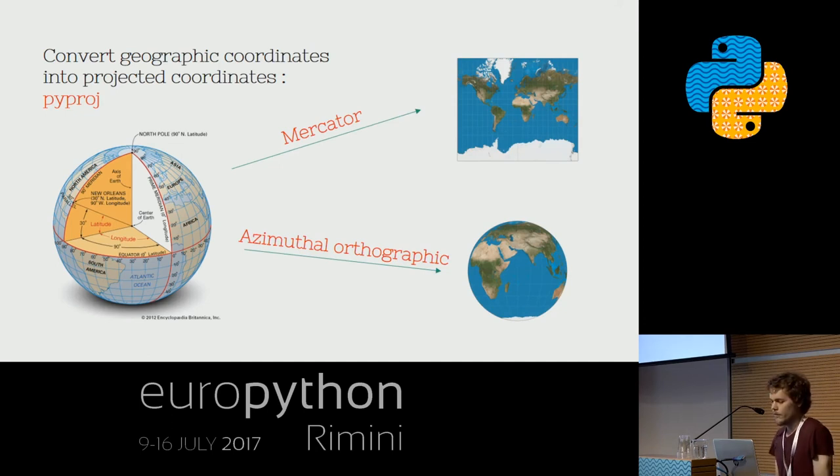In order to make that projection, to convert 3D coordinates to 2D coordinates, we will use another library called PyProj. It's a library where you can choose a type of projection. It could be Mercator, or it could be azimuthal orthographic, like you see on this slide. And we will convert a longitude and a latitude into pixel coordinates.